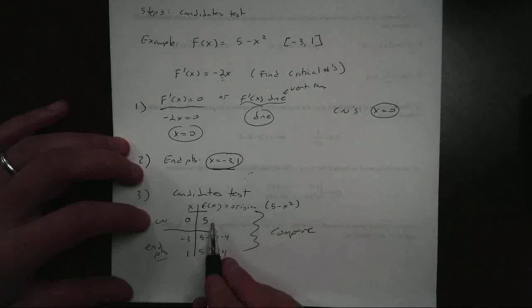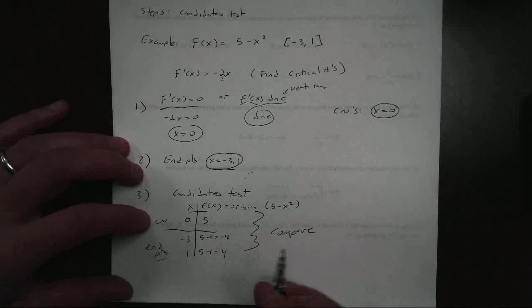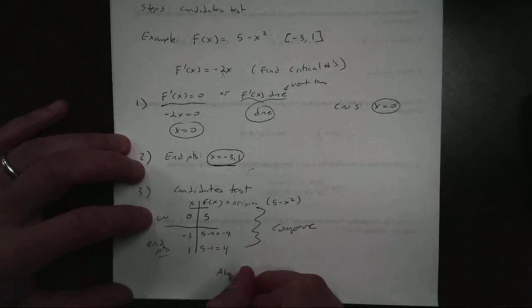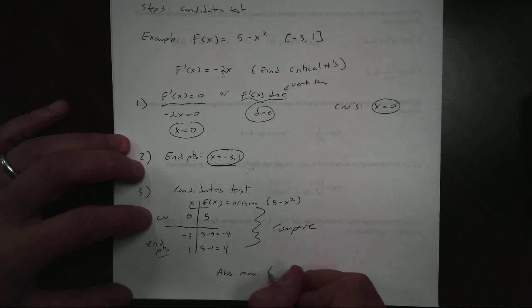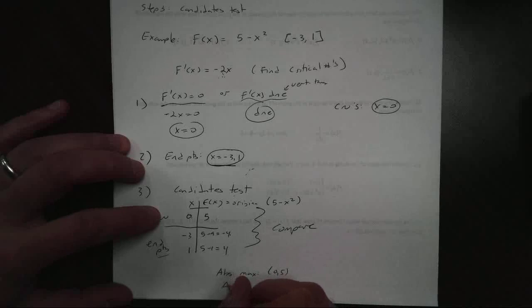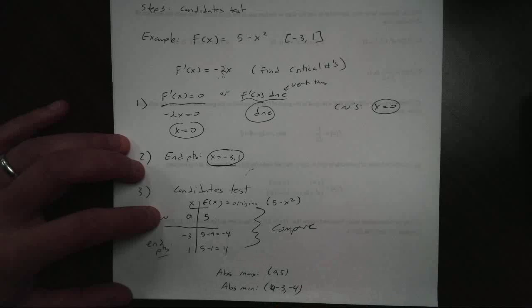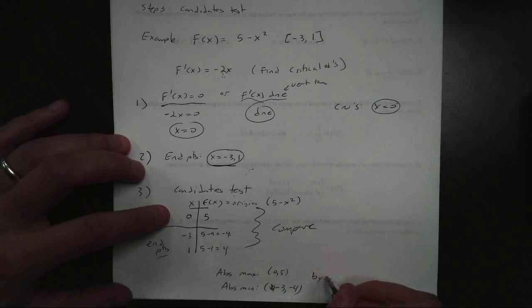Which is the biggest one? The 5. Which is the smallest? The -4. And therefore my absolute max is 5, and my absolute minimum occurs at -3, -4. And now the reason why: by the candidates test.